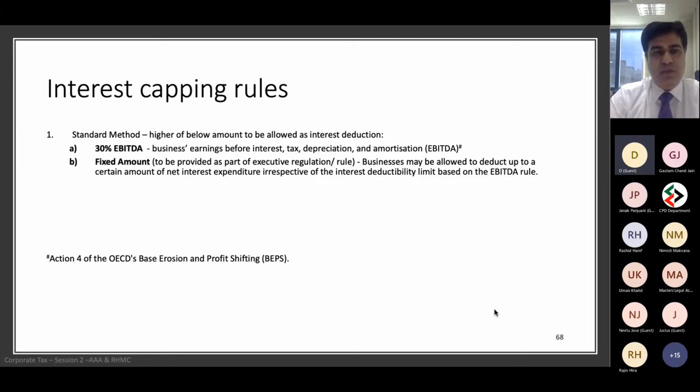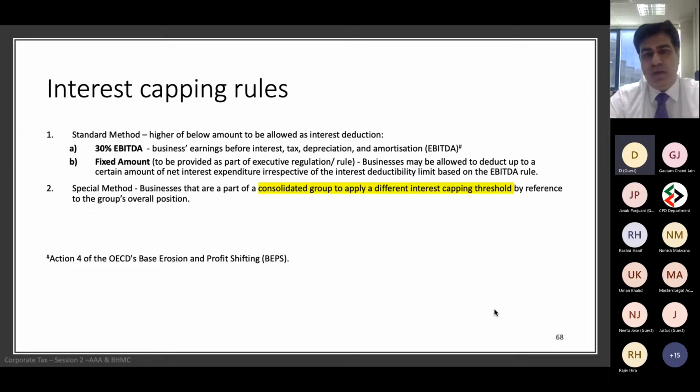If the fixed amount is less, then you will use that only. So that's where it comes. But the maximum you can claim is that you cannot claim more than the interest itself. So that's a given fact. This comes from Action 4 of the OECD base erosion and profit shifting framework.